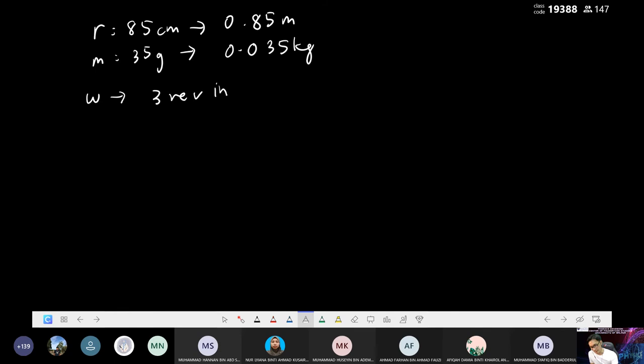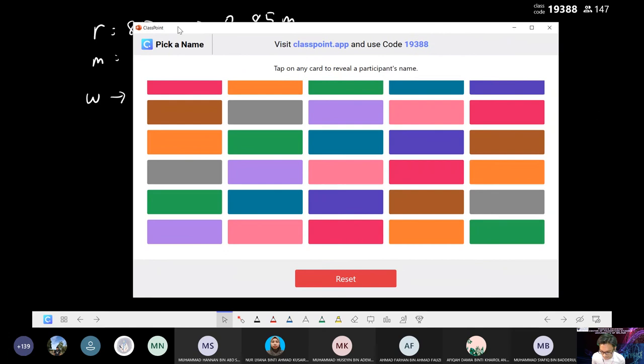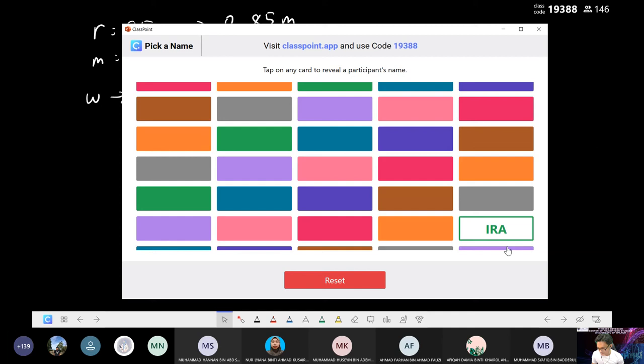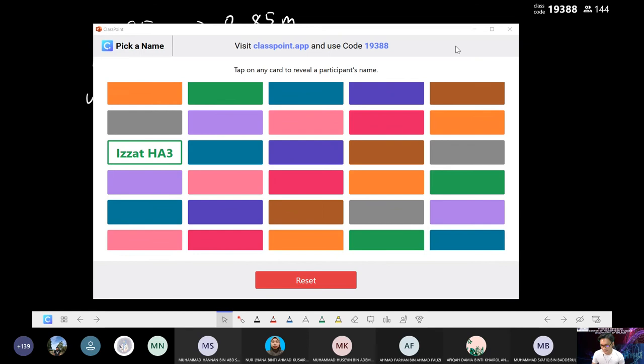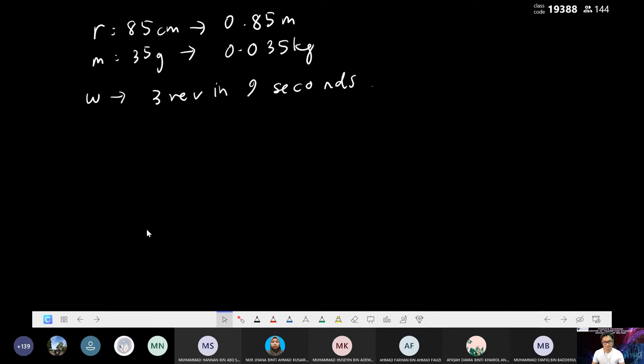Okay, I will call a name and then I will ask the lucky one untuk bagi tahu apa maksud 3 revolution in 9 seconds. Okay, Ira. Dia tak ada group pun. Siapa eh? Ira tak ada group ni. Adakah Ira di sini? Calling for Ira. Tak ada. Tak apa, kita pilih warna lain. The same green. Okay, Izzat HA3. Izzat, can you open your mic? Ira Fazira. I don't know who's Ira. Izzat HA3. Ada Izzat HA3?